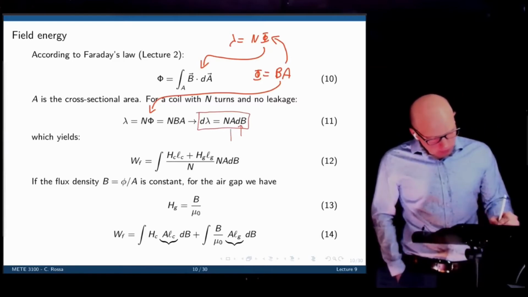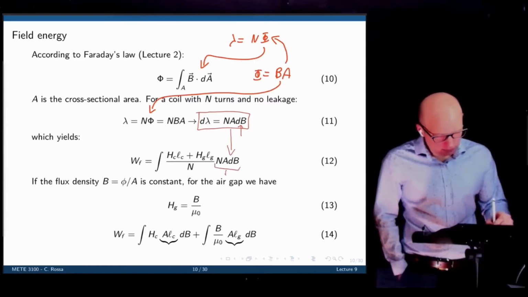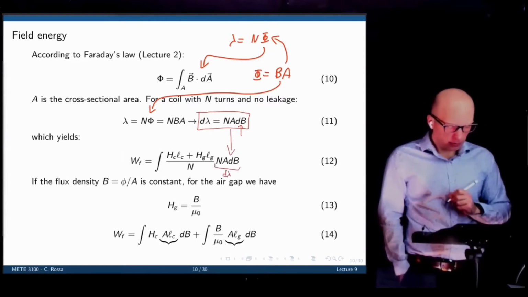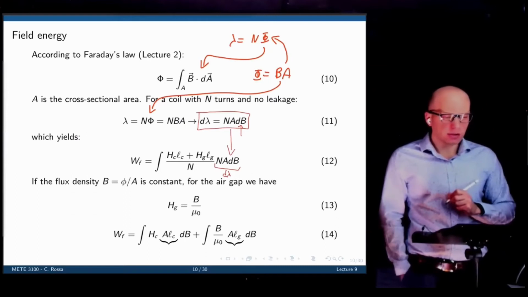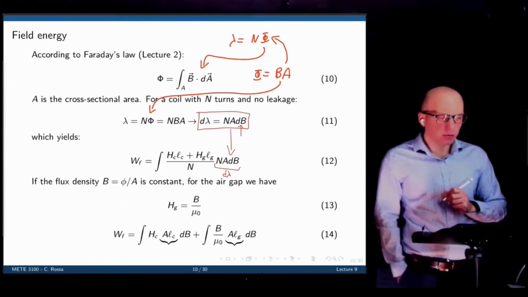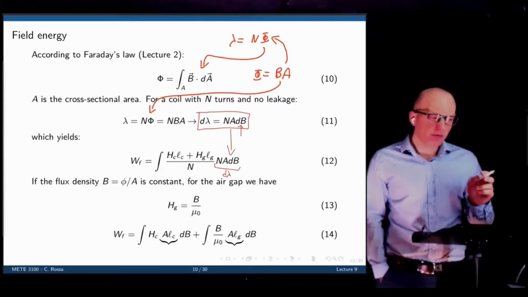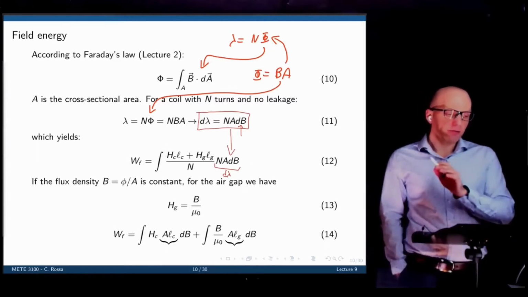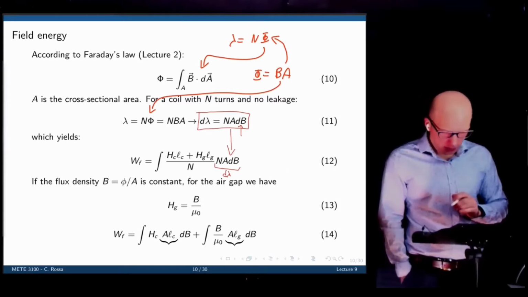With that, we go back to our original equation. Remember that here we had d lambda, and we simply replace the new definition for the magnetic flux linkage. And now finally we can integrate this. We can now integrate because you see that we have dB and we have H. We have the flux density and the magnetic field intensity.